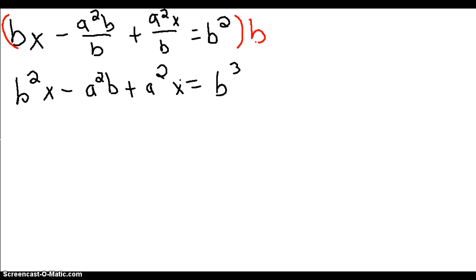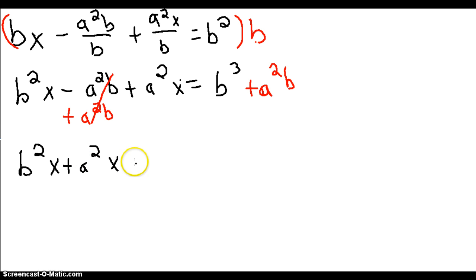Now I want to get x by itself, which means I want to get the terms with x onto one side. Which means I'm going to get the negative a squared b by adding it, and I'm going to add it to the other side. Alright, so here's where we're at. We're at b squared x plus a squared x is going to equal, I'm going to just put this in descending order according to a, so it's going to be a squared b plus b to the third. Not that that matters, but just more pleasing to the eye.